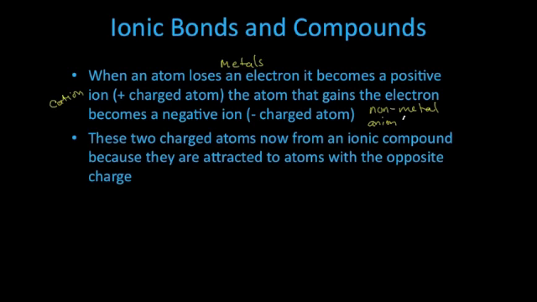These 2 charged atoms form an ionic compound because they're attracted to each other, because they have opposite charges. So the metal gives up the electron and becomes positive. The atom that takes the electron becomes negative. They have opposite charges, and opposite charges attract.